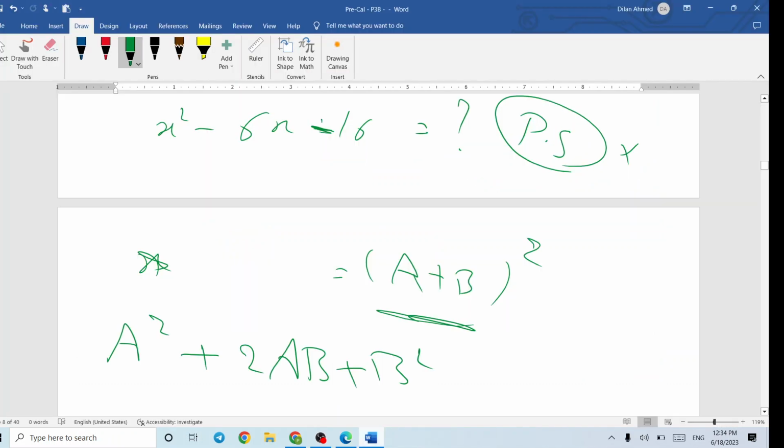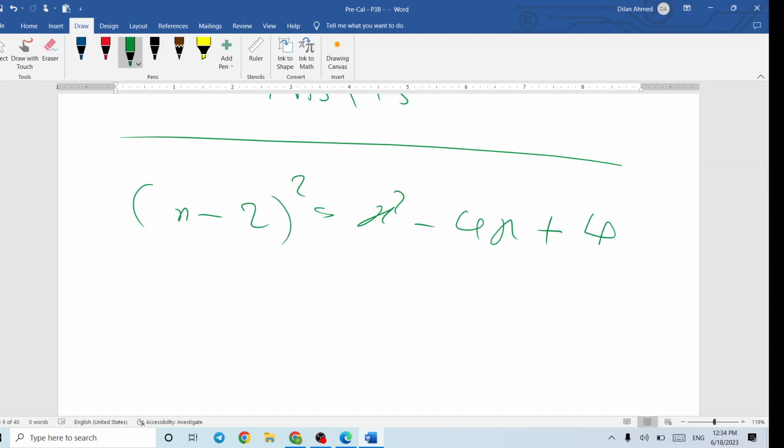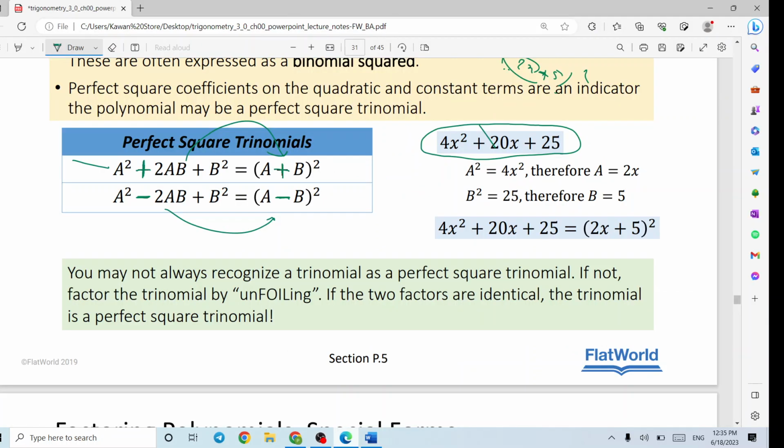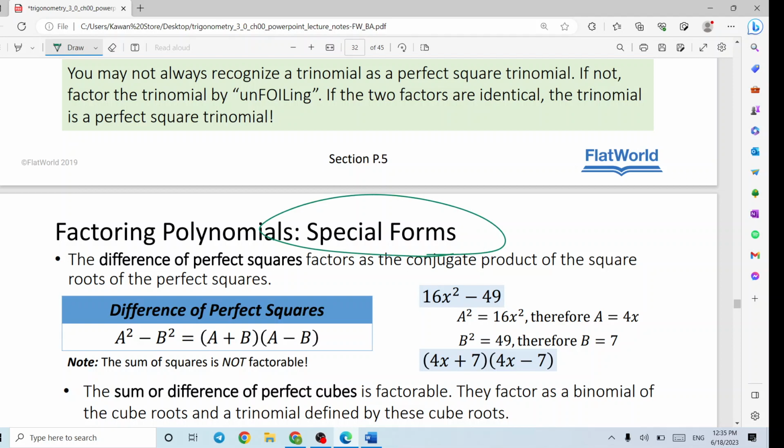So, for example, if I have x minus 2 squared, I say x squared minus 4x plus 4, right? This is called expanding, and that one is called factoring. Expand, factor. But all of them are what? A complete perfect square. Good.